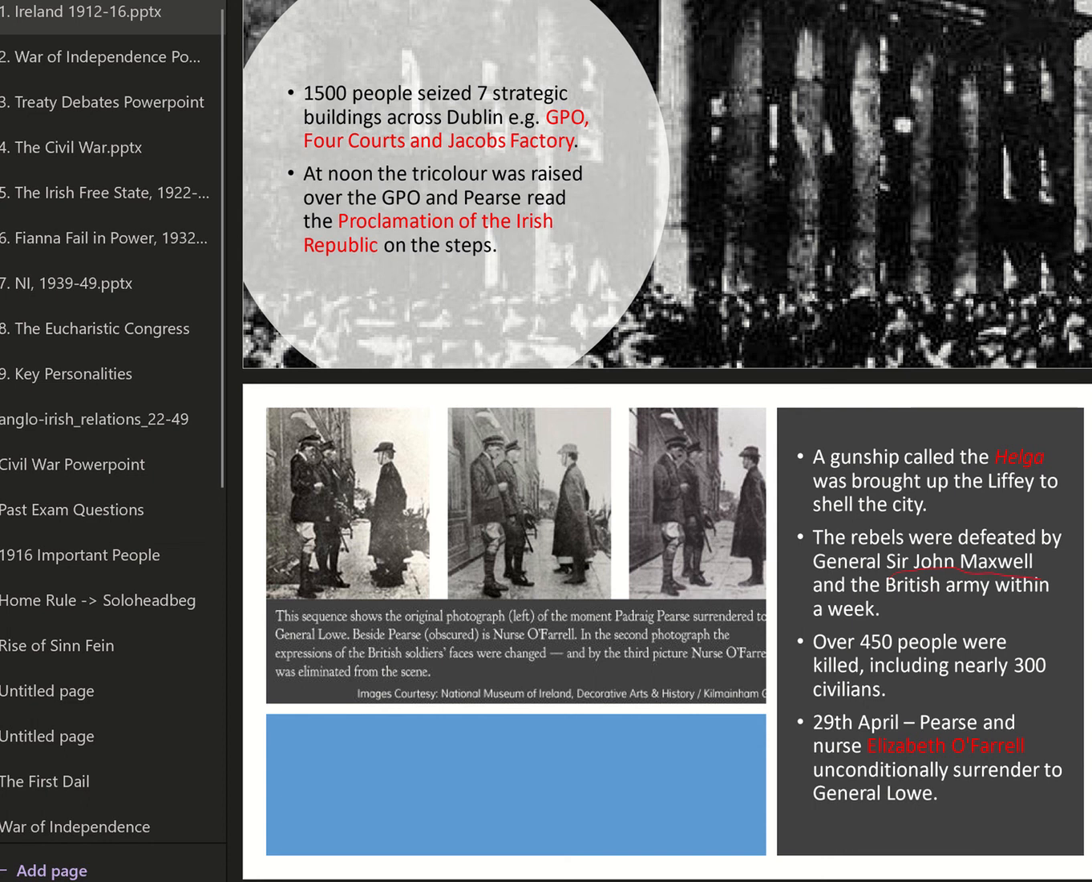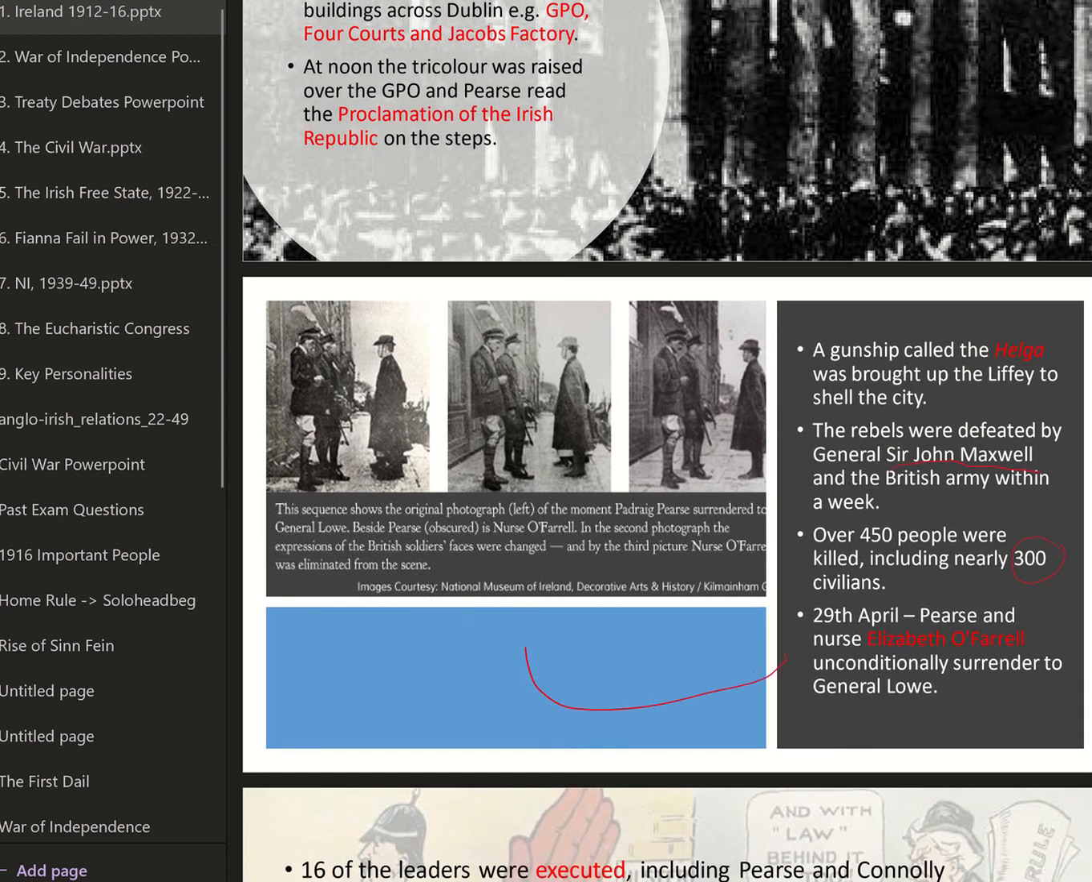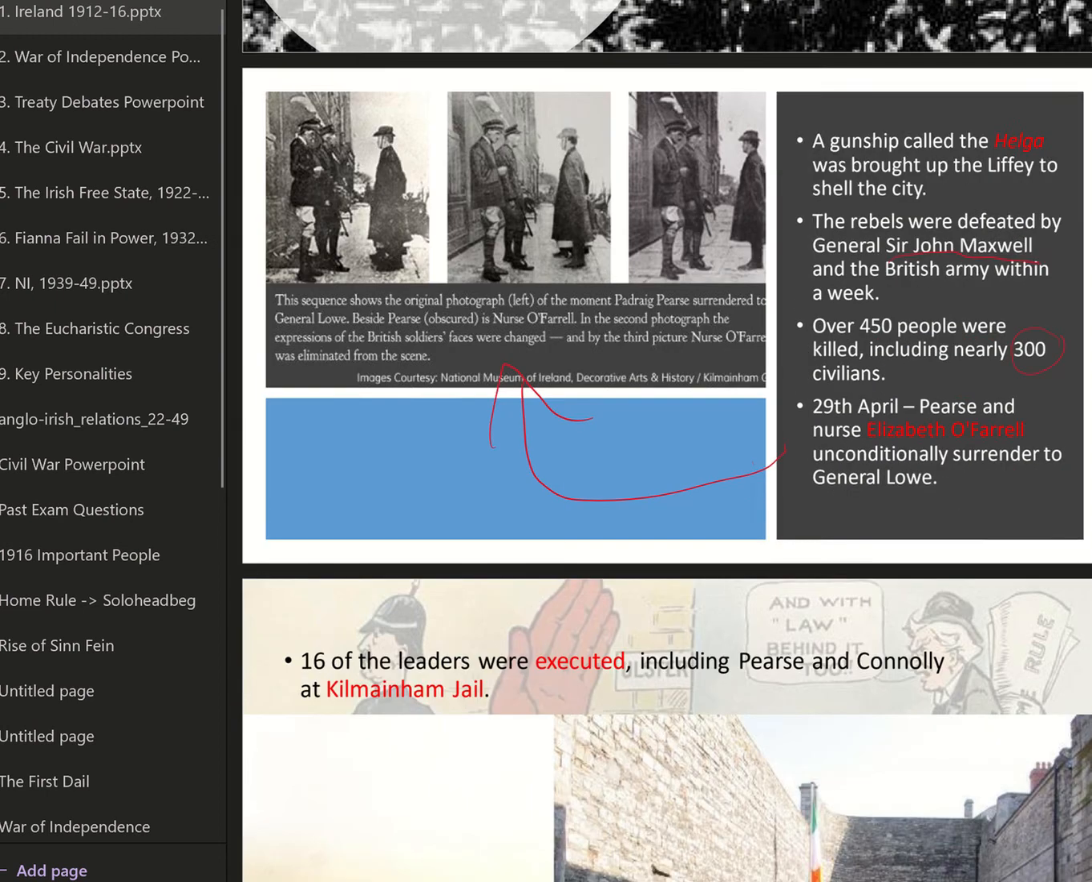So in total 450 people were killed, and most of them were civilians. 300 civilians were killed. On the 29th of April, so a little over a week, Pearse and Nurse Elizabeth O'Farrell, who is very famous for waving the white handkerchief to stop this, unconditionally surrendered to General Lowe of the British Army, which connects to the picture that I was talking to you about up there.